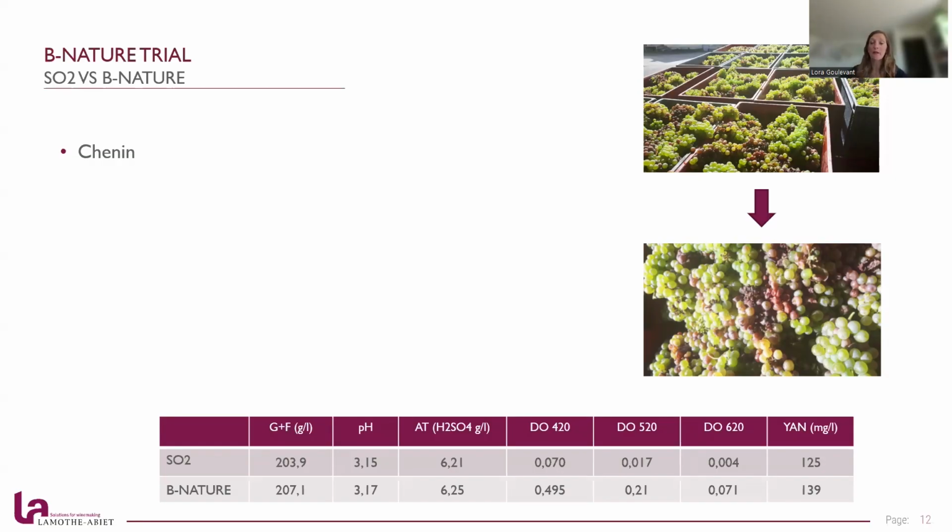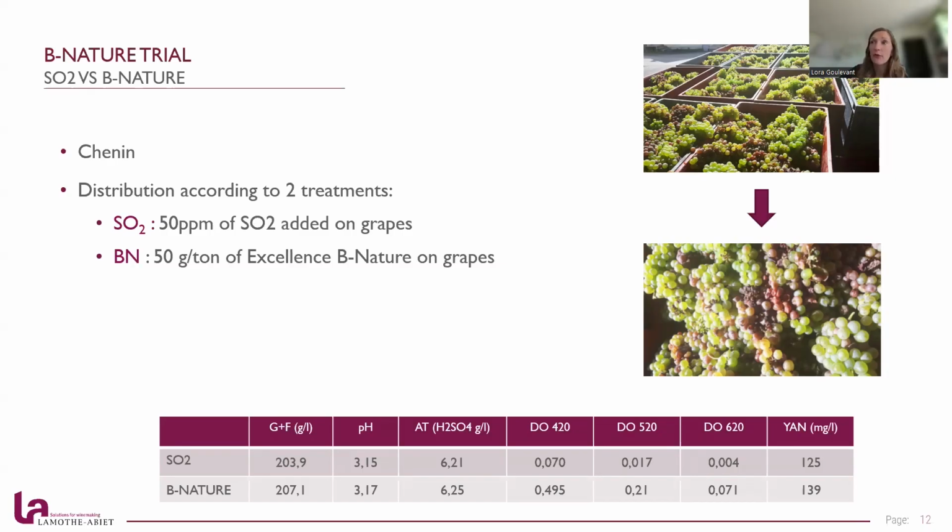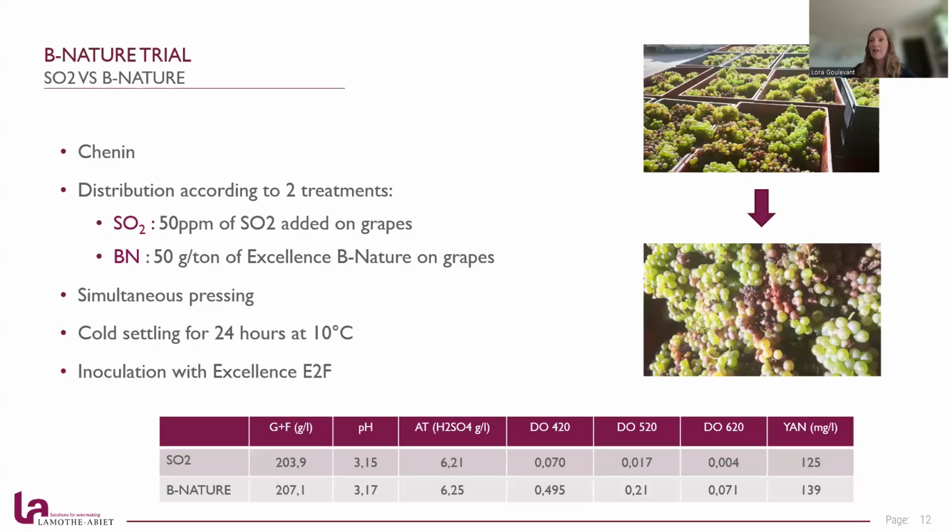So we wanted to compare two treatments. First, a classic SO2 treatment of 50 ppm of SO2 on grapes, versus 50 grams per ton added on grapes, where we just add bioprotection, our Binature, which is our Metschnikowia pulcherrima. So we did a side-by-side pressing, side-by-side cold settling, different inoculation and fermentation. And after fermentation, we did some analysis. We wanted to compare the quality of the wine, the different aromas, and if the bioprotection worked or not.